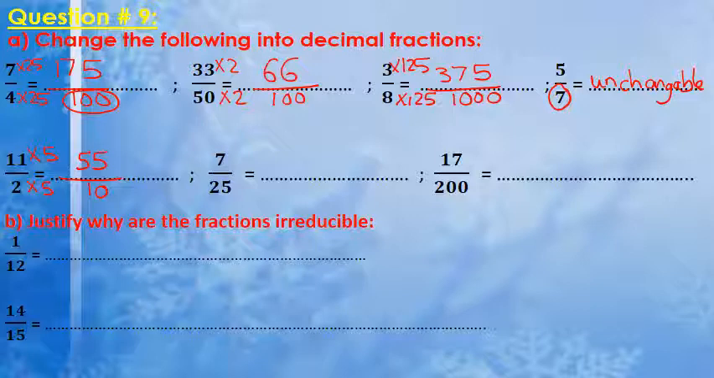7 over 25, 25 can be changed into 100. We multiply 25 by 4, so we multiply 7 by 4. 7 times 4 is 28. 28 over 100 is a decimal fraction.